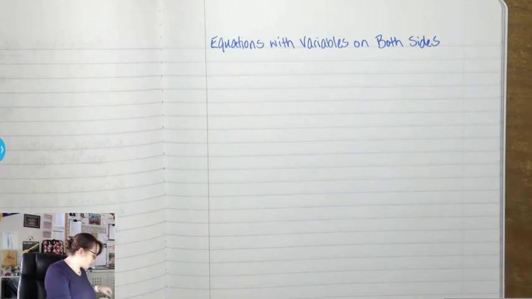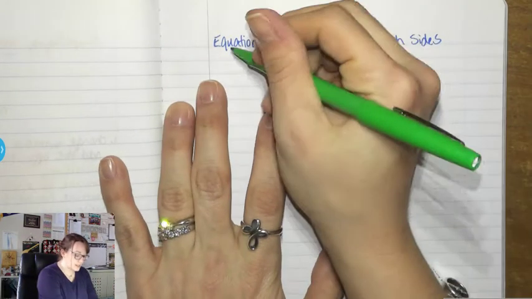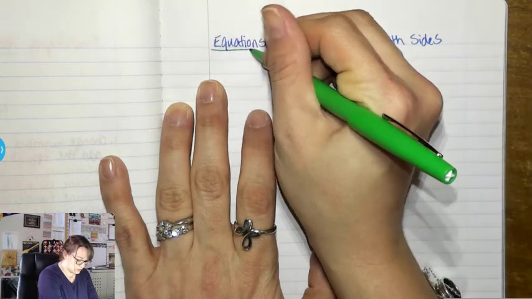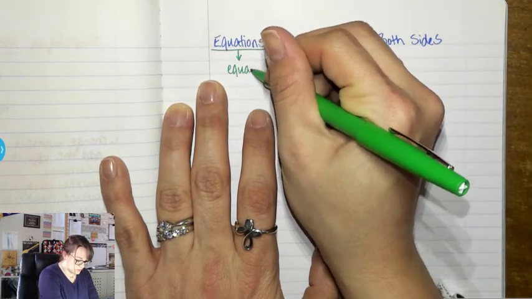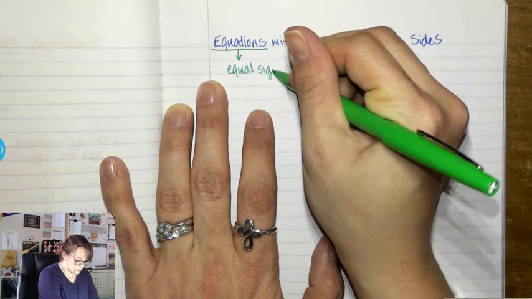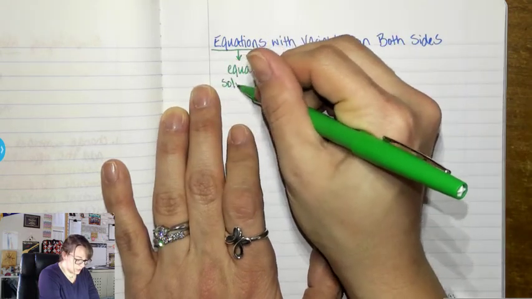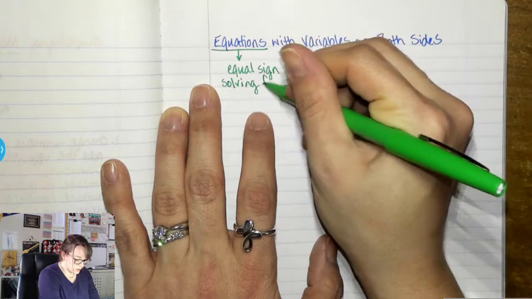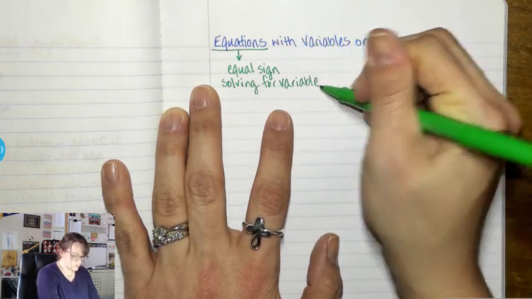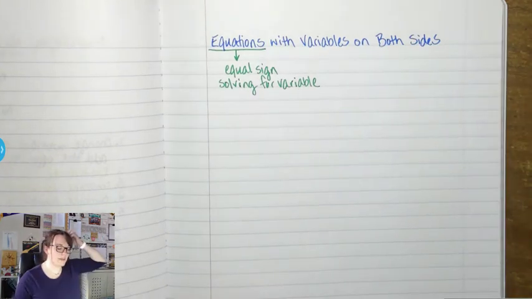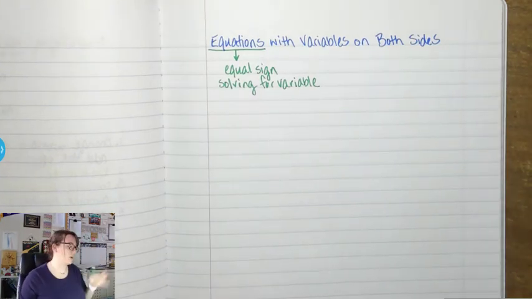Yesterday we did expressions. Expressions don't have an equal sign. Equations have an equal sign. We are going to be solving for a variable. So your answer here is going to be like x equals 2 or x equals 12, b equals 22.